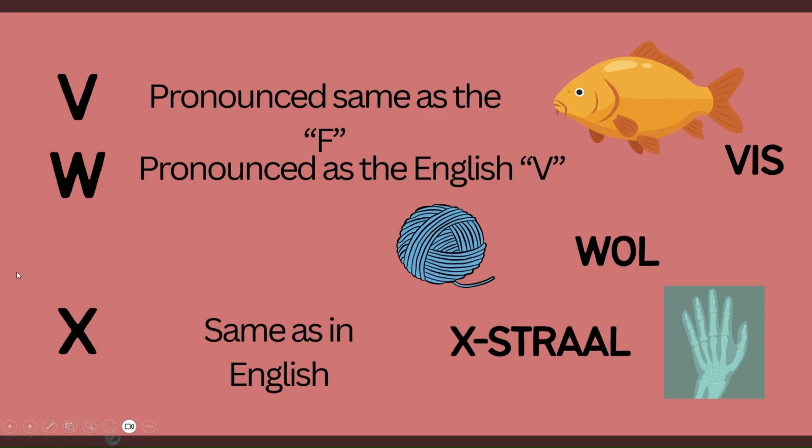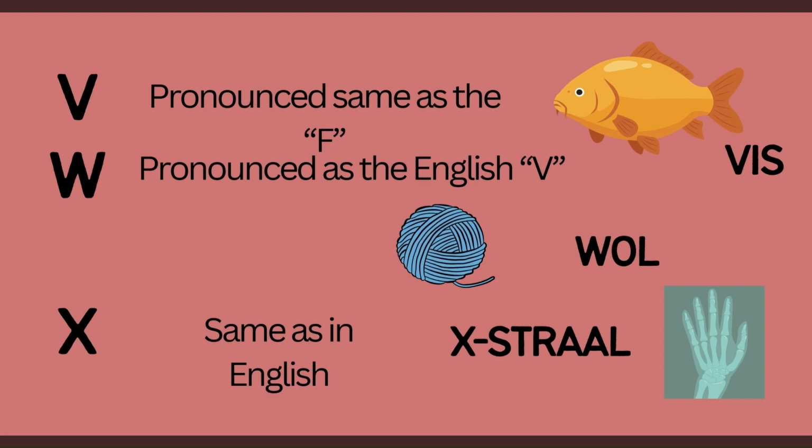The letter V is pronounced the same as the F in English. So both the letters V and F are pronounced the same in Afrikaans. This does make it very confusing. And if you're not sure if you should spell a word with F or V, you are in the same boat as most people who speak Afrikaans natively.